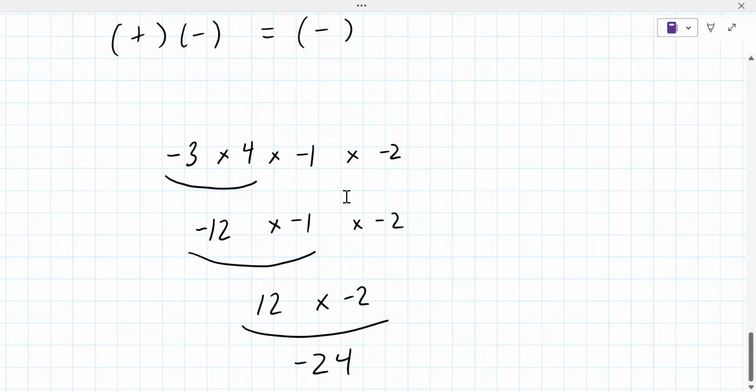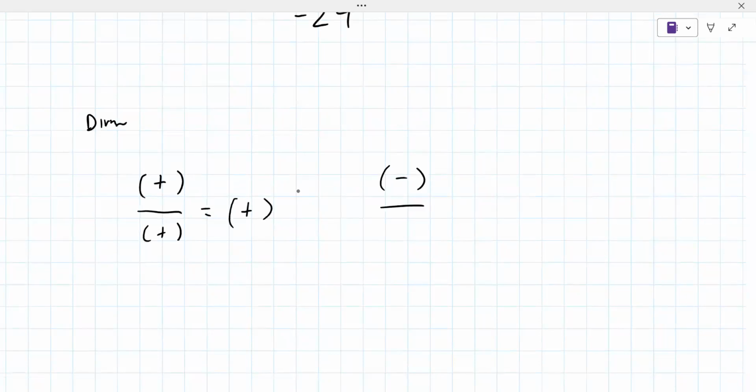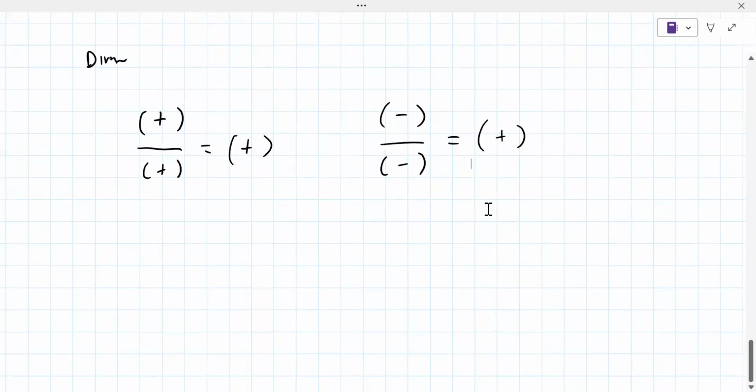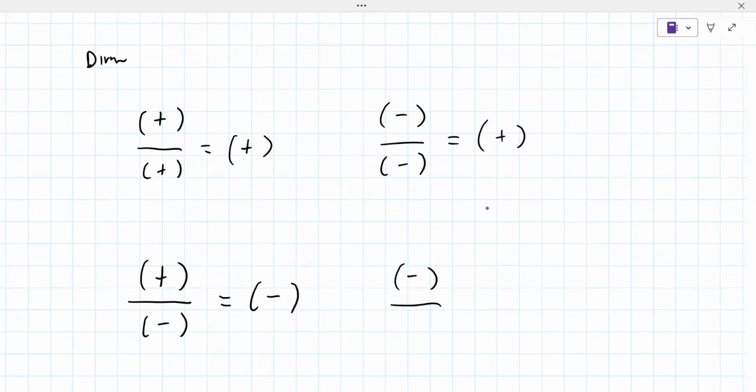So there are some rules here, but that's good. Let's talk about division. Kind of the same situation. If you have a positive divided by a positive, it becomes positive. A negative divided by a negative becomes positive. So it's the same rule. Same sign becomes positive. Now a positive divided by a negative becomes a negative. A negative divided by a positive becomes a negative.